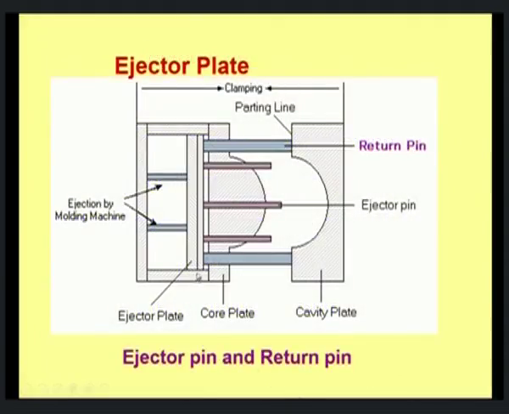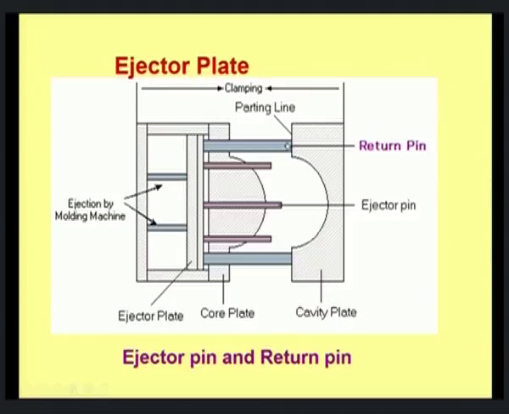In this diagram you could see this is the ejector plate, and this is the core plate, and this is the cavity plate, and these are all the ejector pins. Sometimes you go for multiple ejector pins. That all depends on the type of product that is being formed. Normally, one ejector pin itself is enough if the product is of thin shape.